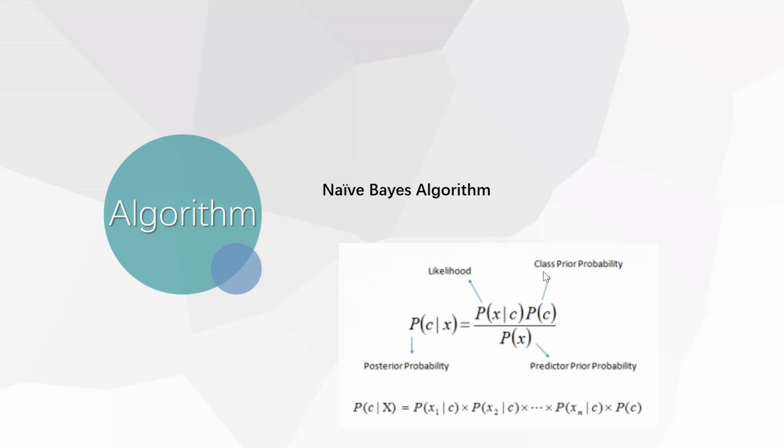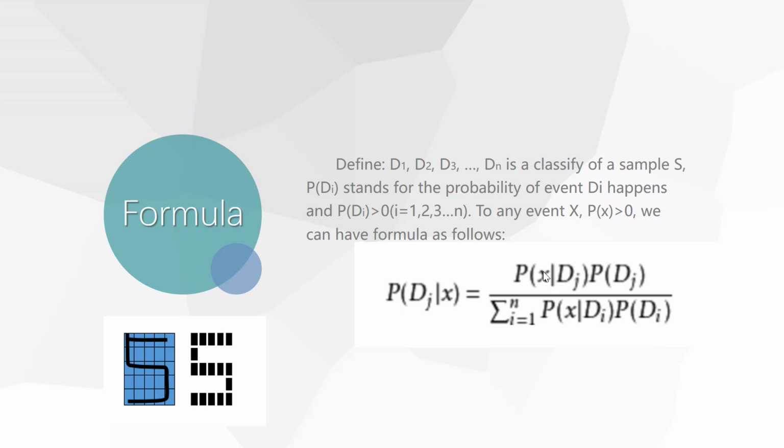Okay, the second part is the naive Bayes algorithm. As the formula shows, the posterior probability equals the likelihood times the class prior probability, divided by the predictor prior probability. For each part, you can see that when the number of samples is very large, the denominator becomes very large. You can see it on my next page. The next page is much clearer than the previous one.